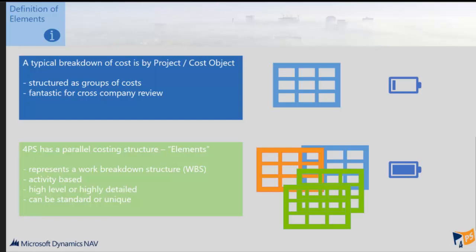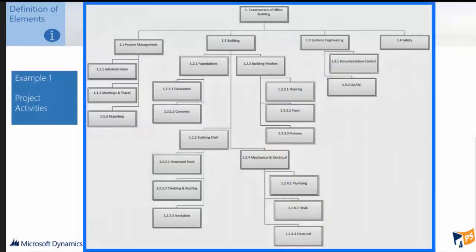You can actually choose as you're going through 4PS which projects you use elements on. So it doesn't have to be all of them. You don't have to turn it on and be bound to use them for every project. You can choose both whether you use elements or not and how detailed those elements are on a project by project basis. Okay, so some examples of an element structure.